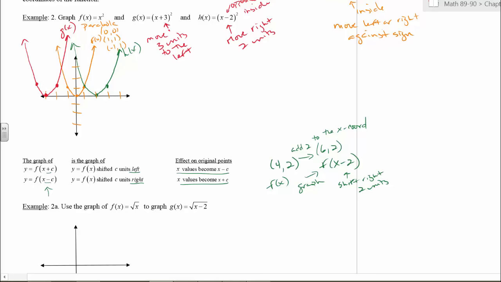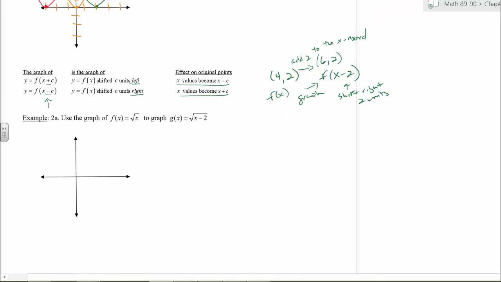Okay, so let's continue. Keep practicing. So switch colors here. For this guy, 2a, use the graph of f of x equals the square root of x to graph g of x equals square root of x minus 2.